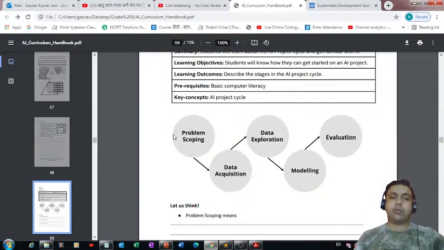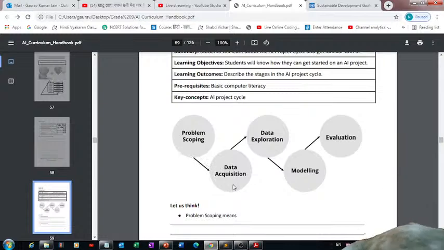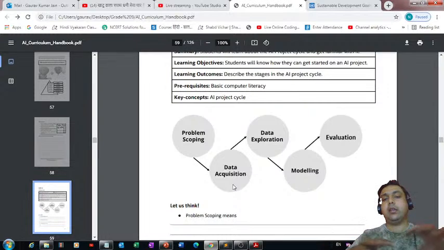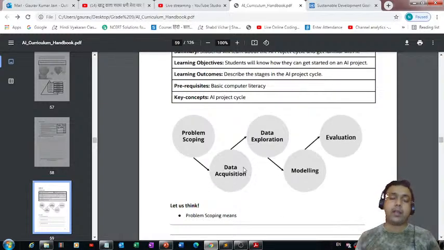Right. So problem scoping comes first, then comes data acquisition. After problem scoping, the person has to acquire the data. Fine. So he takes into consideration different sources. He visits different sources like the internet, right? He does web scraping, he can use sensors, etc., for acquiring the data. After acquiring the data, he explores it.